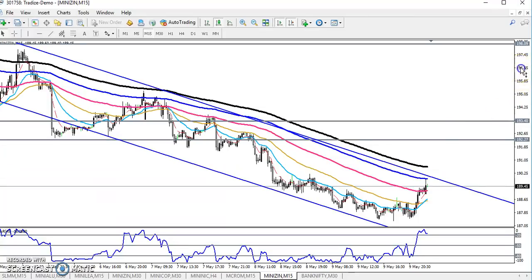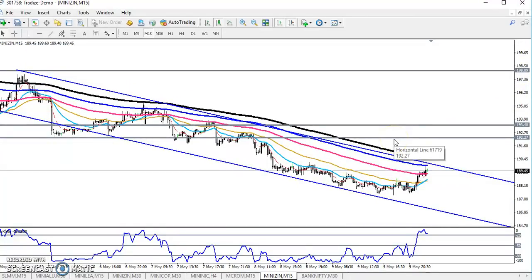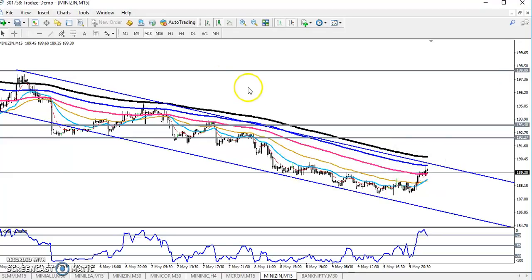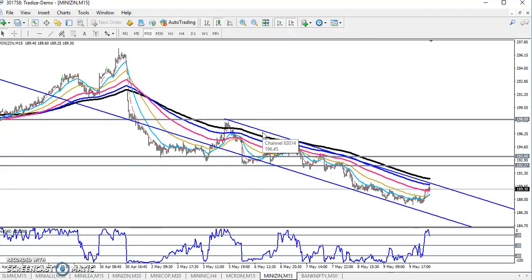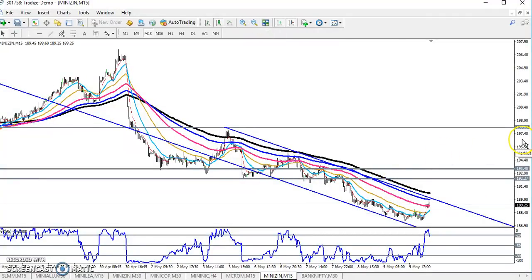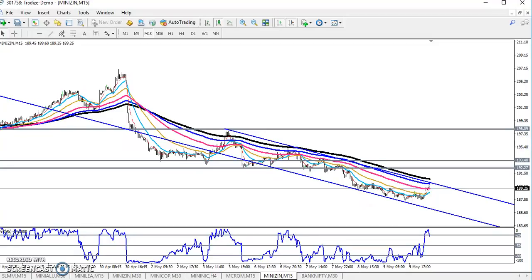Now, in the daily chart they are confirming a dragonfly. That means it is bullish, so the price might reverse from this area. But according to the trend channel, the price is running like that within this channel. So we are expecting it to reverse from this area up to around 185.